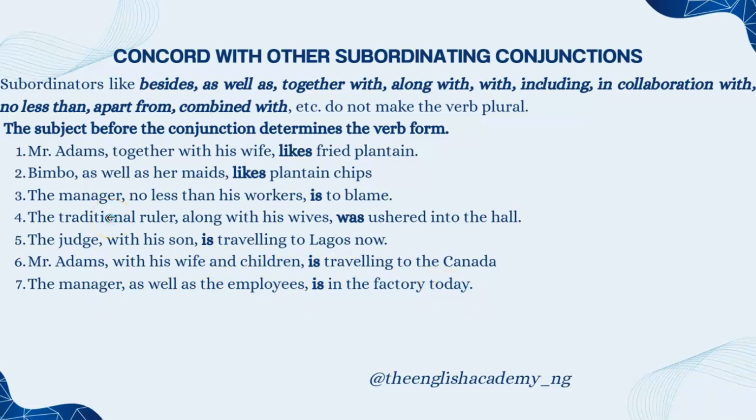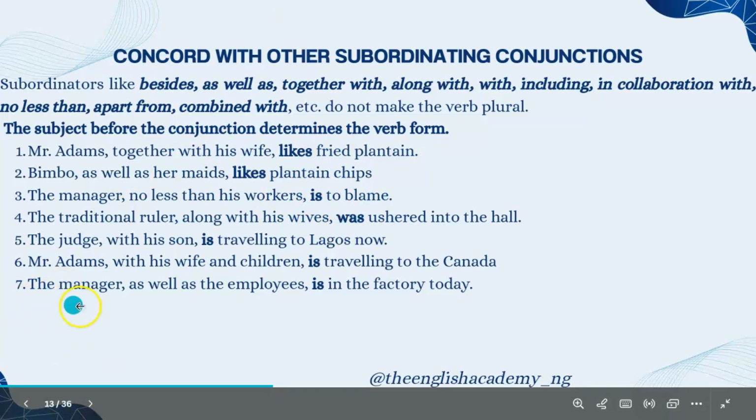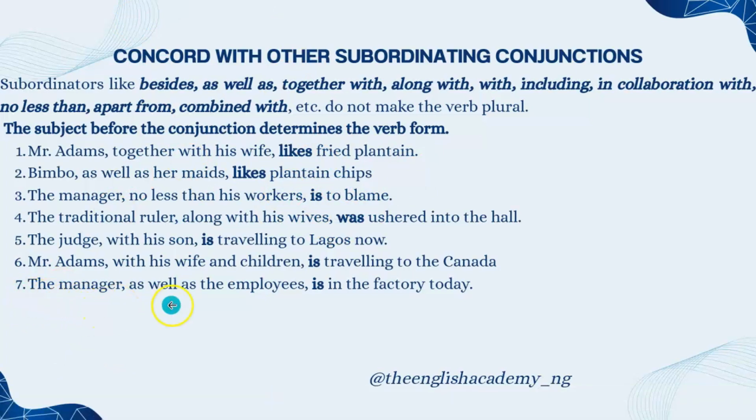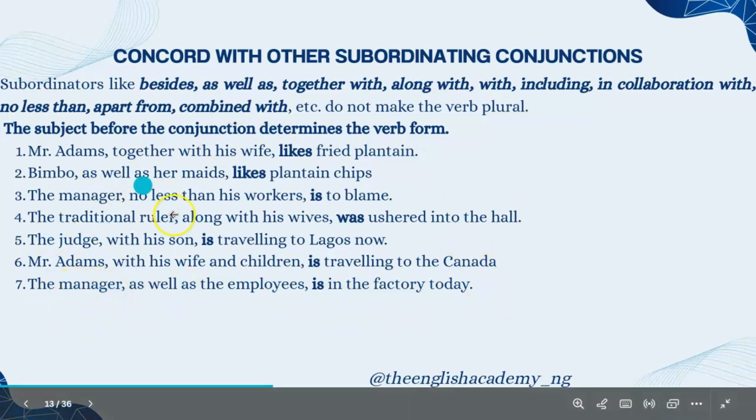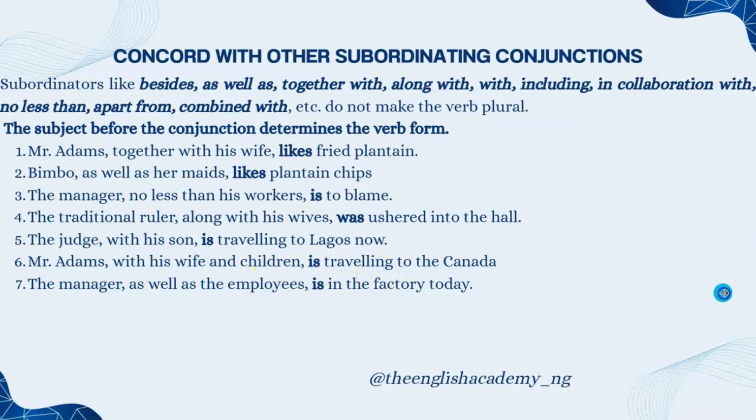Please, you have to read your sentences very well. It's not all the time that it is, because look at this number 7. We can say the managers as well as the employees, because it is possible for a company to have more than one manager, right? So let's put that in that context. So we can say the managers as well as the employees. If we say that, our answer cannot be is again. It will be what? Are in the factory today. But the rule still remains the same, that it is the noun, the subject that comes before the subordinator, that determines our what? Our verb.